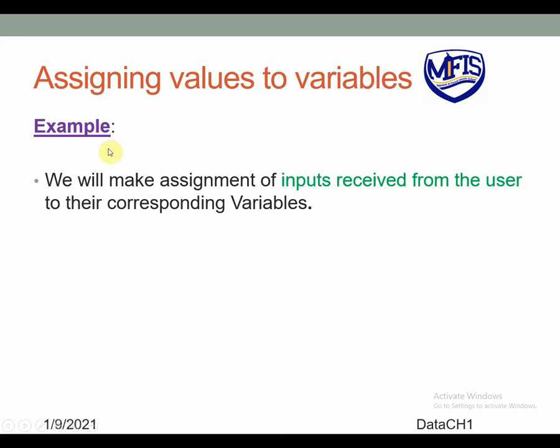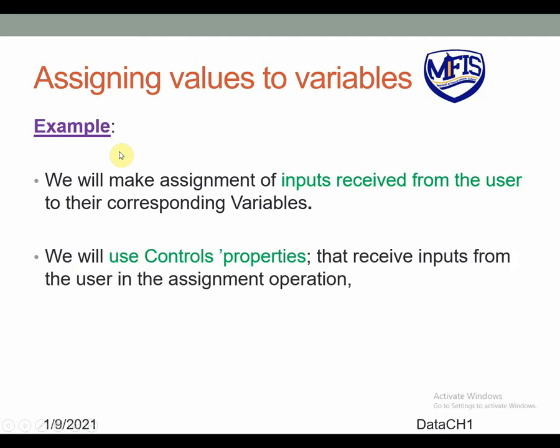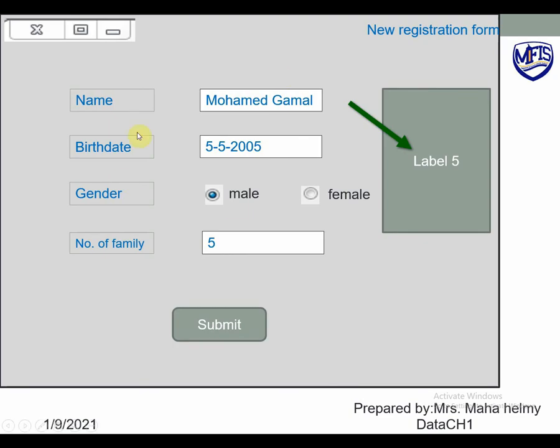Let's look at this example together. We will make assignment statements of input received from the user to their corresponding variables, and then we will control the properties that receive inputs from the user in the assignment operation, just like that. Look with me at this screen.